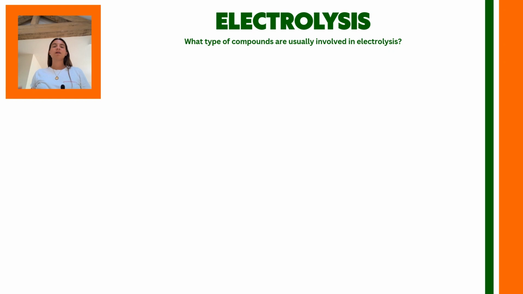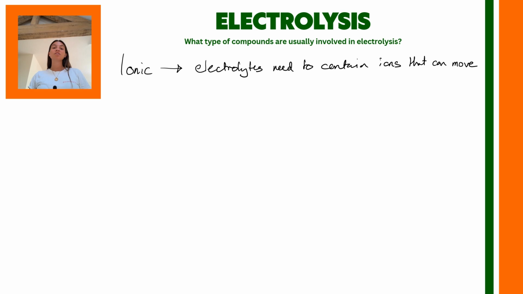Or if you're ready, let's dive straight in. Okay, let's have a look at these electrolysis questions. So first here we have, what type of compounds are usually involved in electrolysis? And you need to remember that it's probably ionic compounds because the electrolytes need to contain ions that can move. Electrolytes, remember, is just that liquid where these ions are contained.